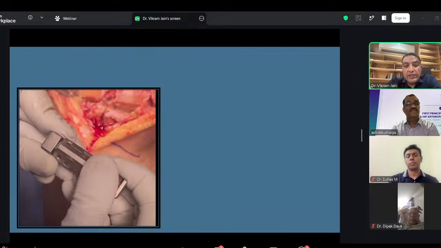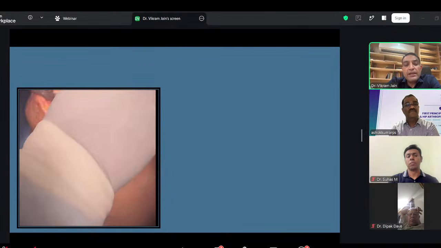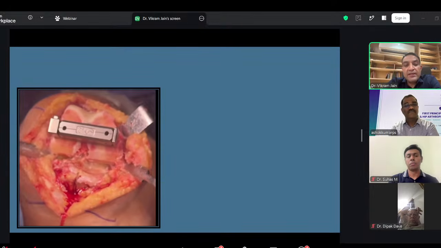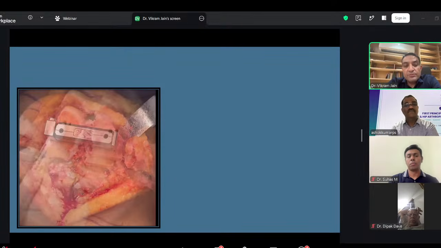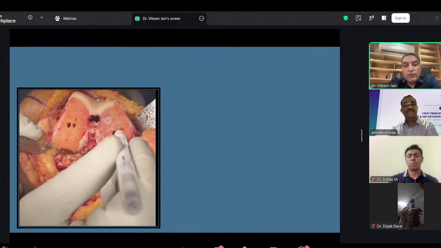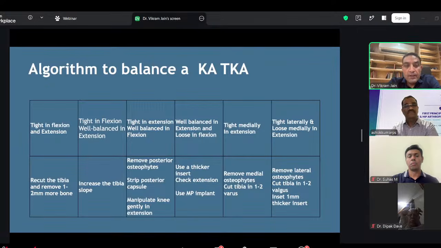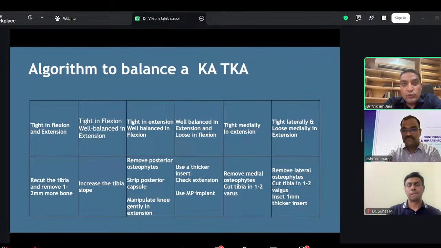Similarly, if your posteromedial and posterolateral cuts are inaccurate by a millimeter, you can compensate by taking a recut using this adjustment jig. In this particular case, we needed to remove 1 millimeter of extra bone from the posteromedial aspect. Now, the algorithm of balancing a KA-TKA: the North Star in a KA case is your femur. You absolutely must surface match the femoral part. Anything that can be done for the balancing is on the tibia side.